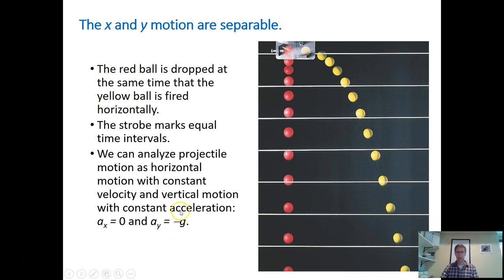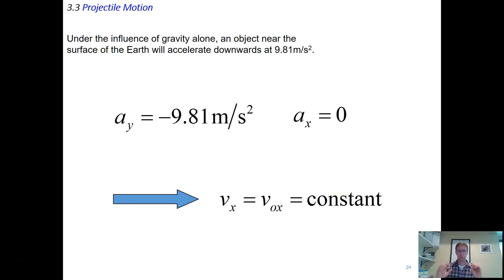Quick note here, notice I put negative g. G always just represents the value of gravity, the 9.8 meters per second squared. So that negative means 9.8 meters per second squared down. So here's just showing you in really big, bold letters and numbers, acceleration in the y direction, the vertical direction under projectile motion, always 9.8 meters per second squared down, or 9.81 if you round to 3 sig figs. And the acceleration in the x direction is 0 meters per second squared, meaning that your x velocity will be constant. It will not be changing since you have no acceleration.